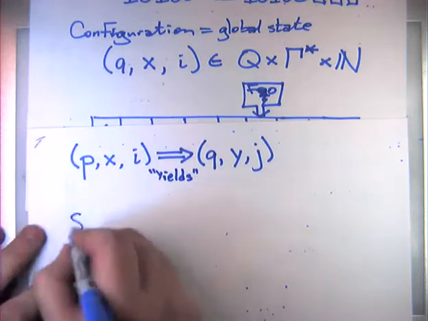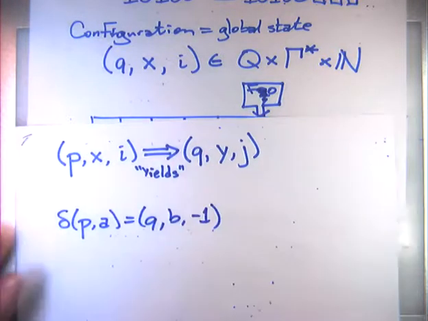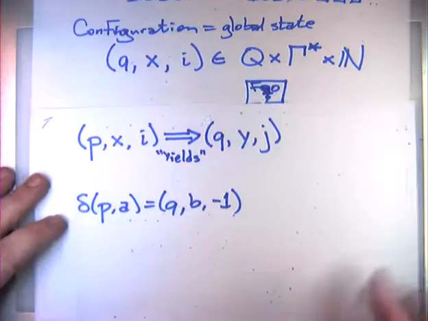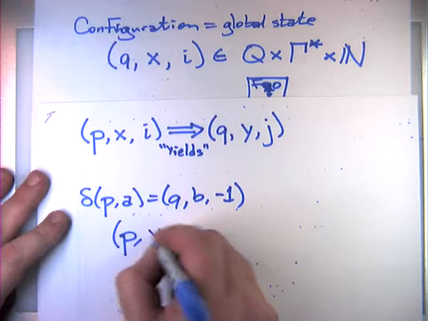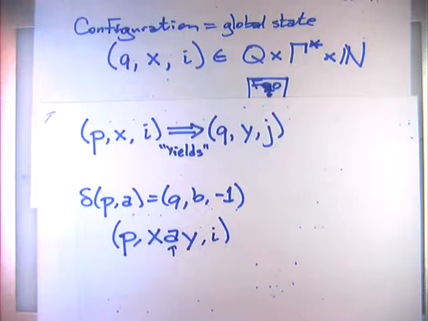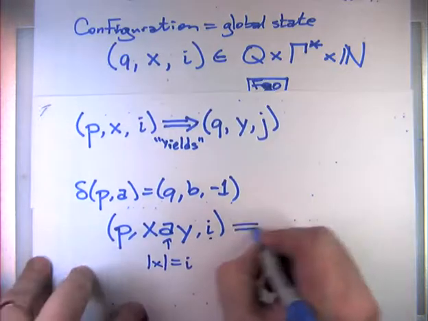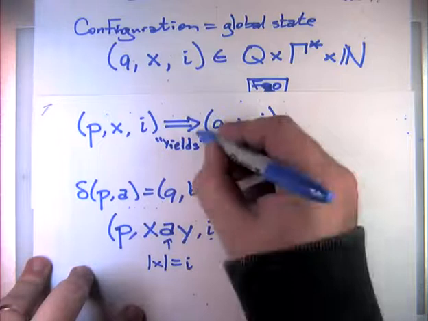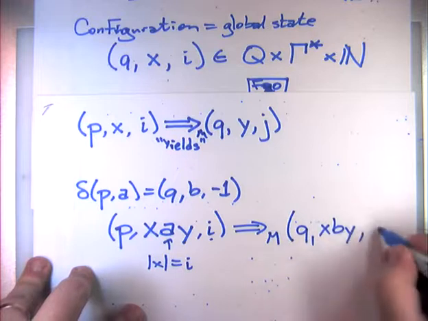So, for example, if I look at my transition table and I notice that it says that if I'm in state P and I'm looking at symbol A, then I should move to state Q, output symbol B, and move left. Right? Then, if I'm in a configuration that starts in state P as a string that has an A in the middle, and the length of X is equal to I, then the configuration that I'm going to yield, this M just is the name of the machine, is Q X B Y I minus 1.